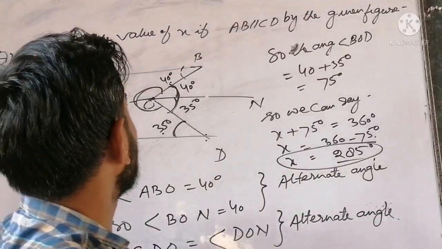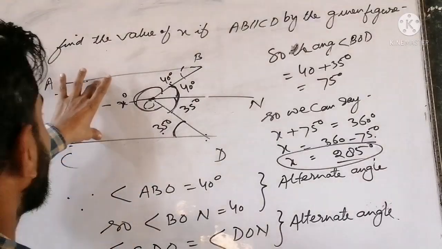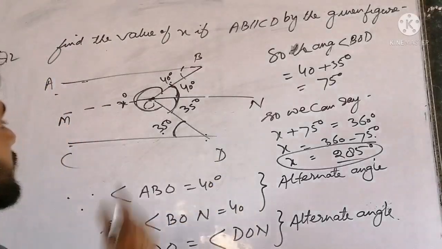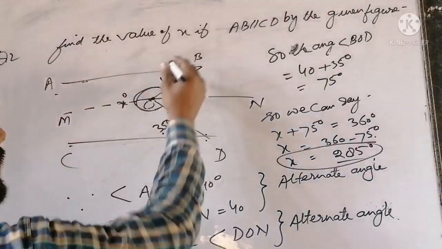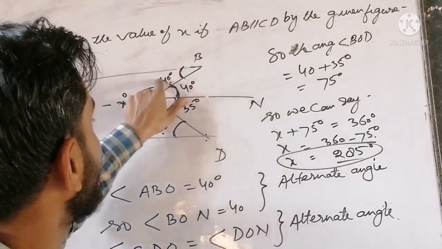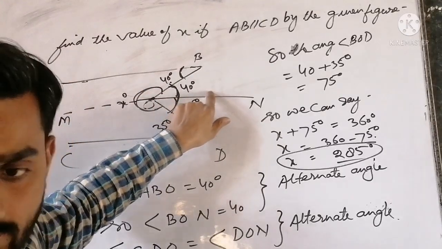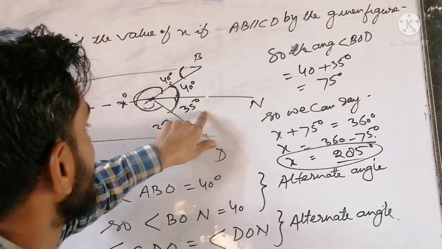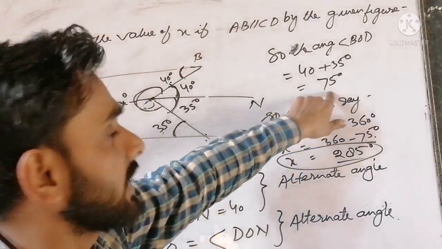Now you will see here again. AB is parallel to CD, you already know, and I will draw a line MN which is parallel to AB and also CD. Angle ABO is equal to BON. This angle is equal to this angle, the reason is alternate angles. Okay, so the whole angle BOD is equal to 75 degrees.